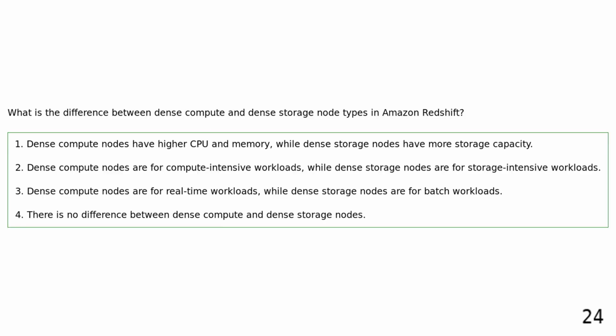What is the difference between dense compute and dense storage node types in Amazon Redshift? Dense compute nodes have higher CPU and memory, while dense storage nodes have more storage capacity. Dense compute nodes are for compute-intensive workloads, while dense storage nodes are for storage-intensive workloads. Dense compute nodes are for real-time workloads, while dense storage nodes are for batch workloads. There is no difference between dense compute and dense storage nodes. The main difference is that dense compute nodes have higher CPU and memory resources for compute-intensive workloads, while dense storage nodes have more storage capacity for data-intensive workloads.